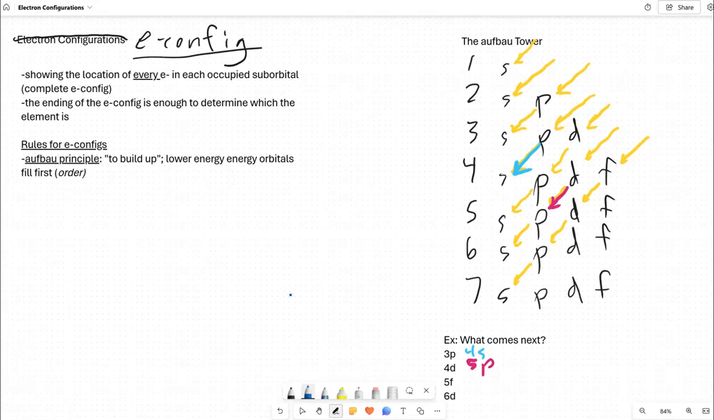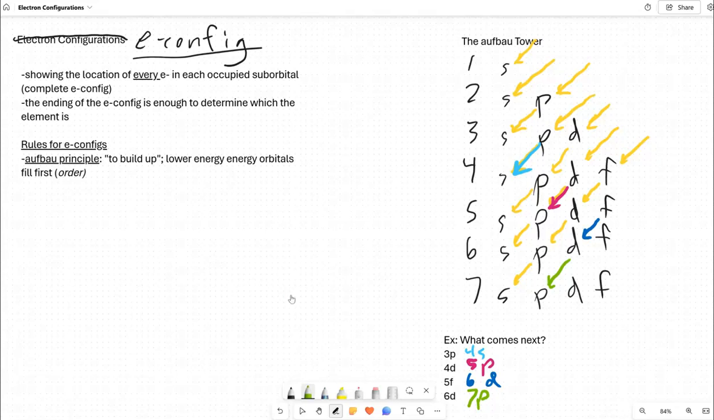Okay. From 5F, I didn't even draw the arrow for this one. This one comes on to 6D. Very nice. And lastly, go a little chartreuse here. After that, 6D takes us to a 7P. Sweet. Meaning, if we have to fill an order, order is lowest energy gets filled first. The tower is how you know what comes next.